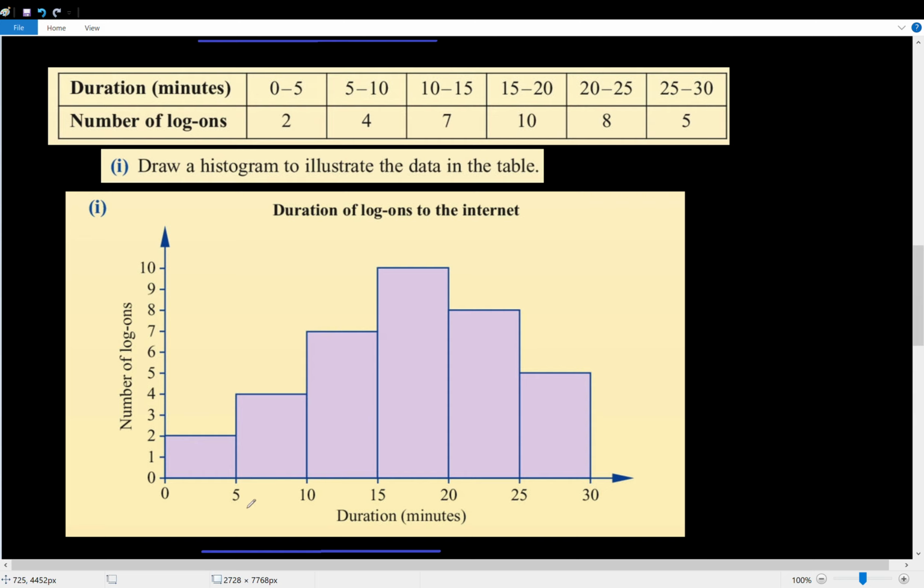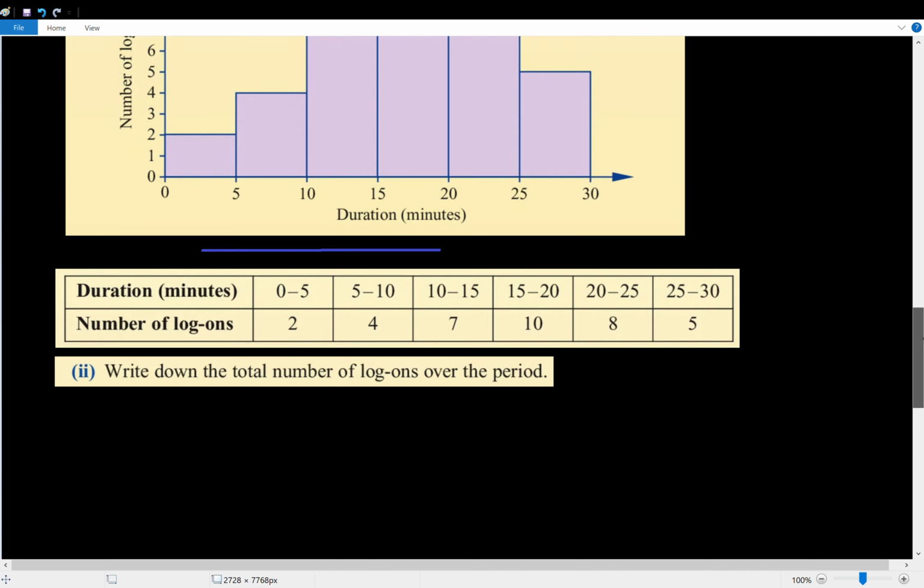Then we mark in our numbers and we just draw a line to represent each one. And as you can see, the bars are touching in a histogram. Unlike in a bar chart where we leave a gap, this time they definitely have to touch. And we make sure that we label our axes. We've got our number of logons over here, our duration in minutes, and we label our graph as well, duration of logons to the internet, so we know exactly what's been represented in our histogram. So you can see how that's done there.